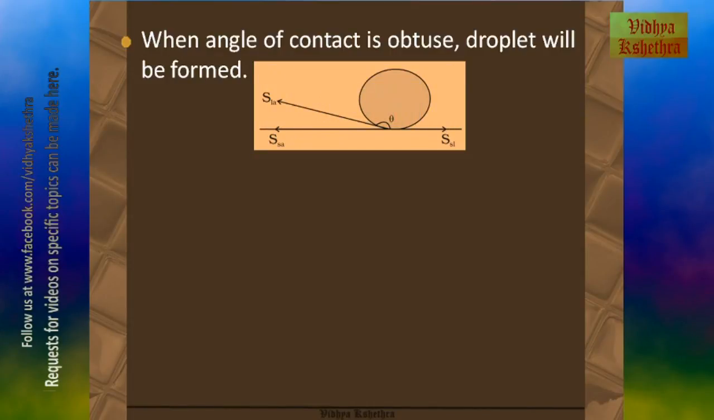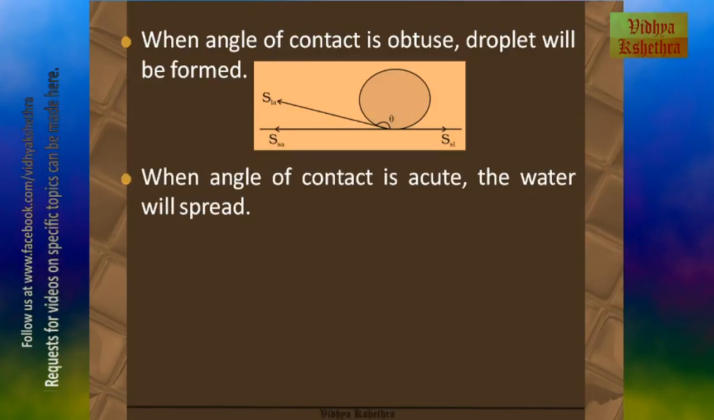In this case, SLA is the surface tension of the interface between liquid and air, and SSL is the surface tension of the interface between the solid and the liquid. In this case, the surface tension between the solid and liquid SSL is much greater than SLA. Hence, it takes much greater energy to form a solid liquid surface, and hence it is hard to wet a solid. This is the case when the angle of contact is obtuse.